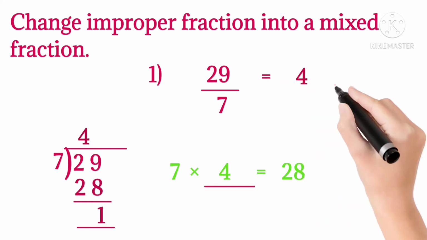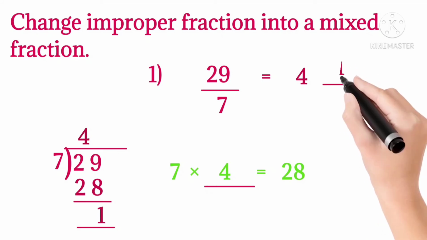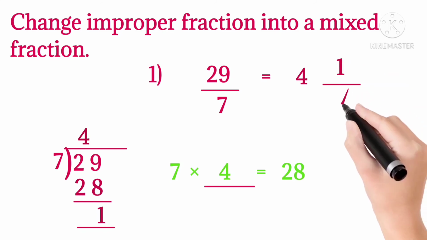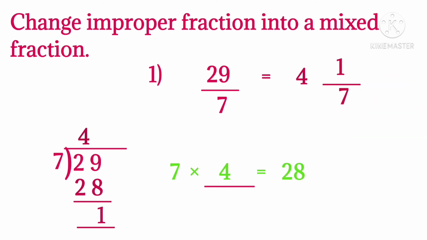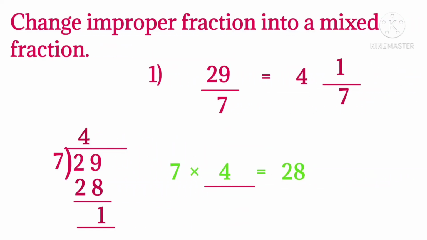How can we write it as a mixed fraction? Write down the whole number, that is the result or quotient. After, write the remainder as the new numerator over the denominator. The denominator will be the same. Answer is 4 and 1 by 7.